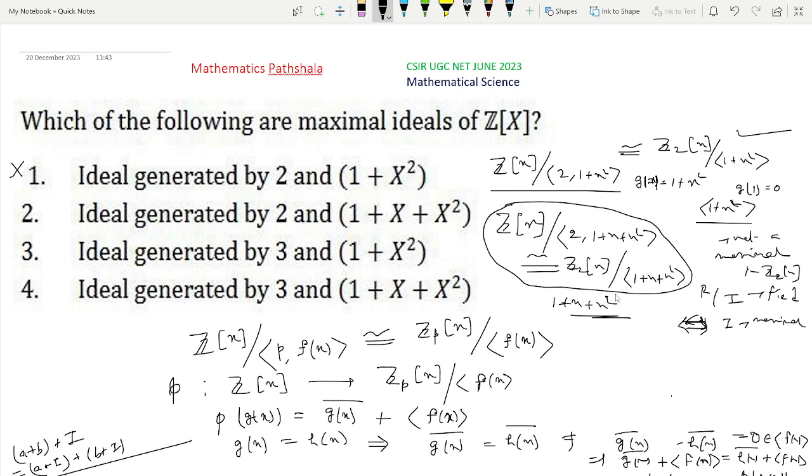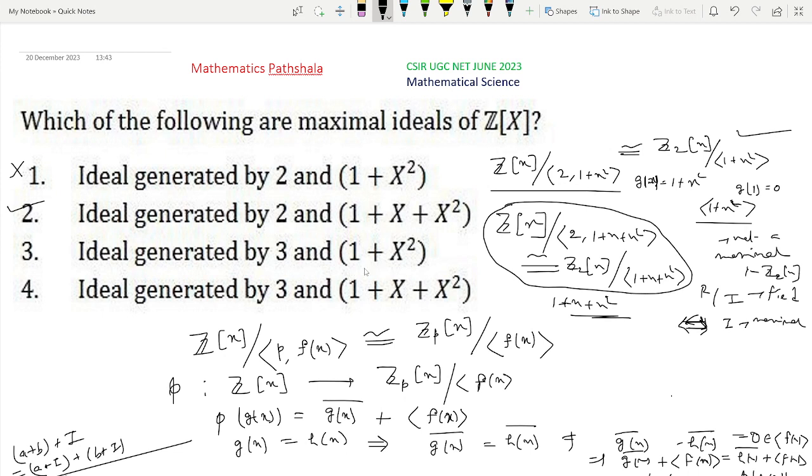So this ring Z2[x] by this ideal is a field, and since these two rings are isomorphic, Z[x] by the ideal generated by 2 comma 1 plus x square is a field, and hence the ideal generated by these two elements, 2 comma 1 plus x square, is a maximal ideal. So this option 2 is the correct option. And in exactly similar manner, first see option 3.